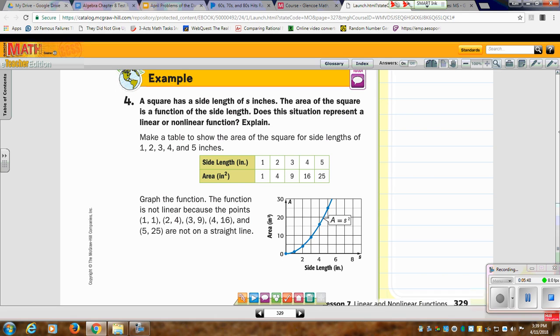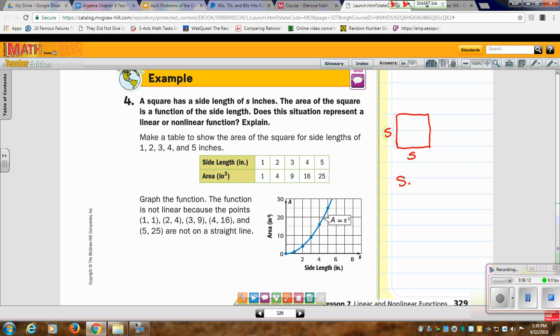A square has a side length of s inches. So I'm going to draw the square just to show you what it means. And we know a square has the side length the same, so its length and width are the same dimension. So they're both s. So make a table to show the area of a square for side lengths of 1 inch, 2 inches, 3 inches, 4 inches, and 5 inches.